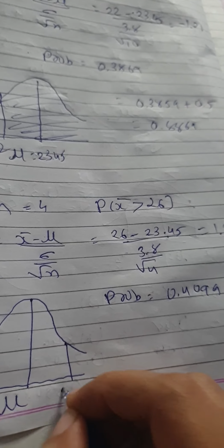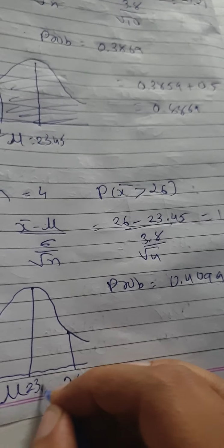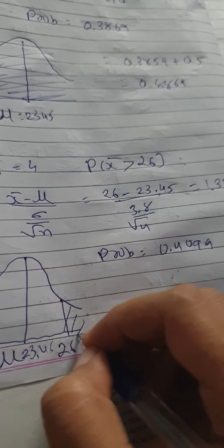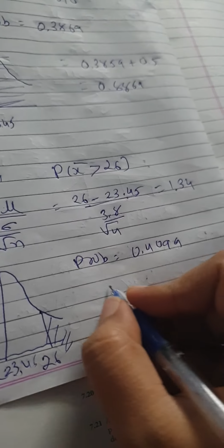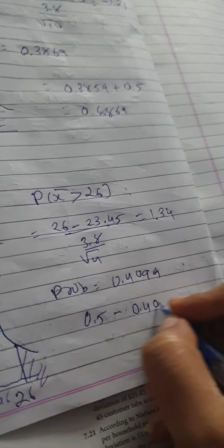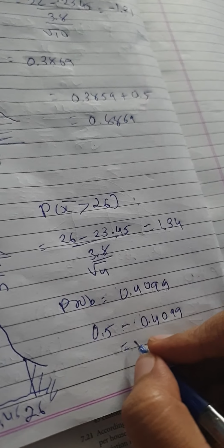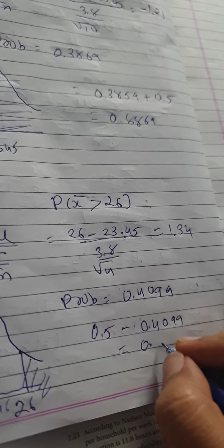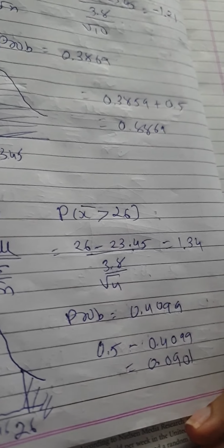And x will be here, that is 26. They want this area, right? So you have to deduct 0.4099 from 0.5, 0.4099. So your answer will be 0.0901.